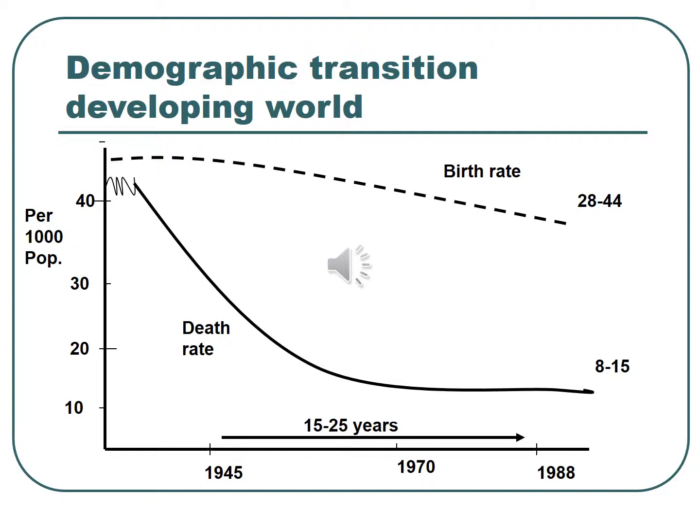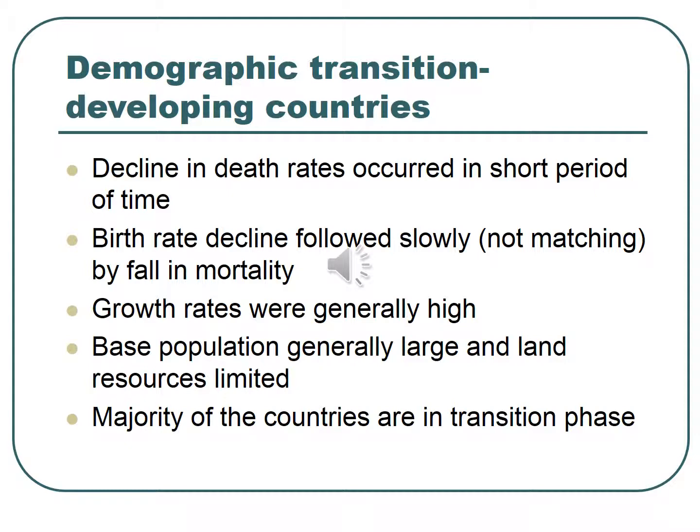This graph depicts a typical demographic transition curve of a developing country. The decline in death rates occurred in a short period of time. The birth rate decline followed slowly and not matching the fall in mortality. The growth rates were generally high. The base population was generally large, but with limited land and resources. Majority of the developing countries are in this transitional phase.